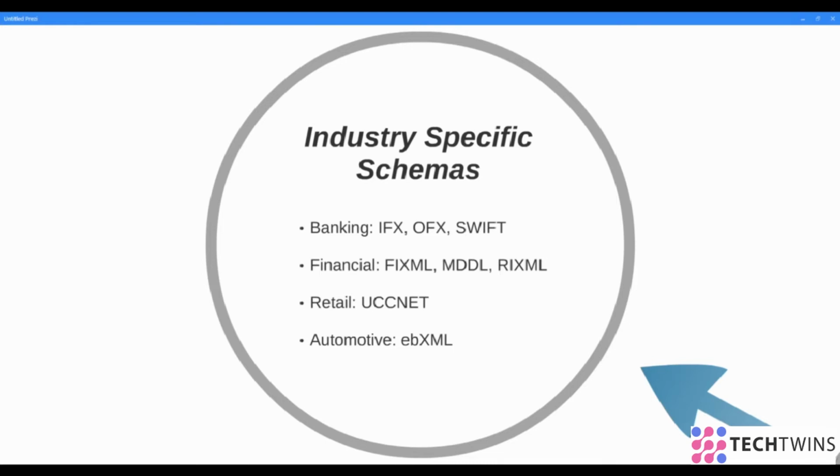Some examples include the IFX, OFX, Swift, and Spark schema used throughout the banking industry, FI-XML, MDDL, and RI-XML used in the financial markets, UCC-NET used in the retail industry, and EB-XML used in the automotive industry.